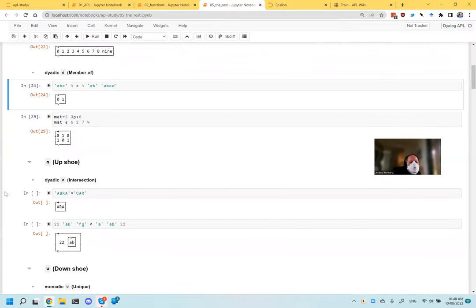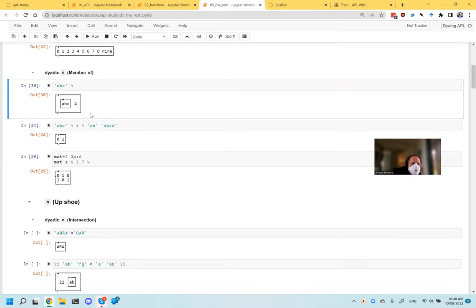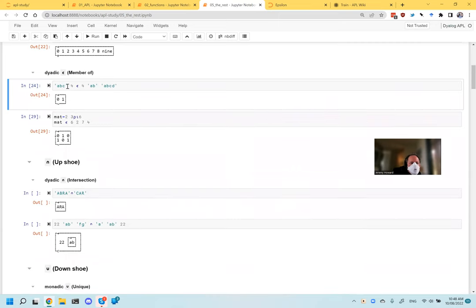Member of ABC 4, is that? Is it an element? Okay, so is ABC an element of this set? No, it's not. Is 4 an element of this set? Yes, it is. So we get 0, 1.